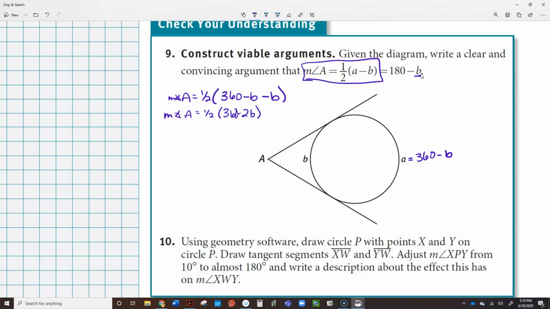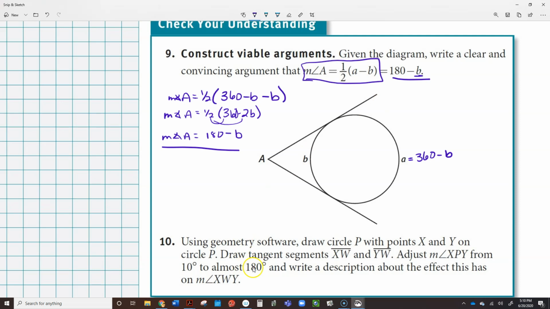Oops. And this is the one time where I actually am going to distribute the 1/2. The measure of angle A, half of 360 is 180. Half of negative 2B is negative 1B. And we have the measure of angle A is 180 minus B.